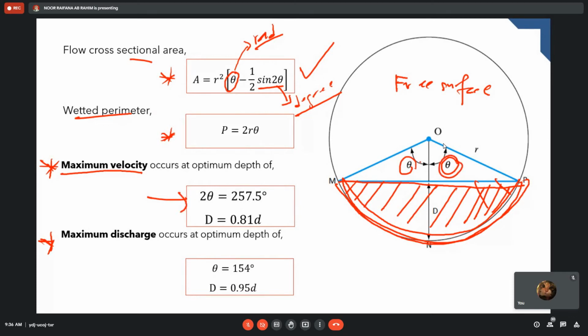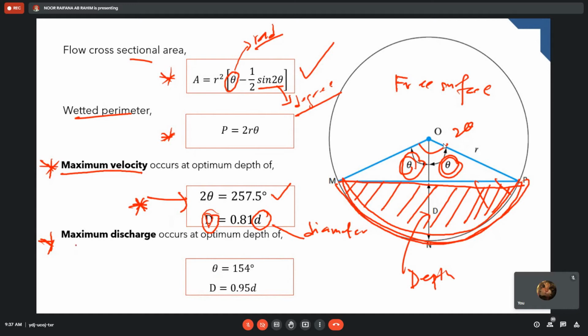This one lah, ni theta, 2 theta. So this one is 2 theta. 2 theta equal to 257.5 degree. So for maximum velocity, it will happen when 2 theta equal to 257.5. So you have to remember this. This is the syarat dia lah untuk optimal cross section. And D here, what D is referred to depth of flow. And small d here is the diameter. Jangan confuse the small d dengan capital D. So D yang capital D ni is for the depth of water.